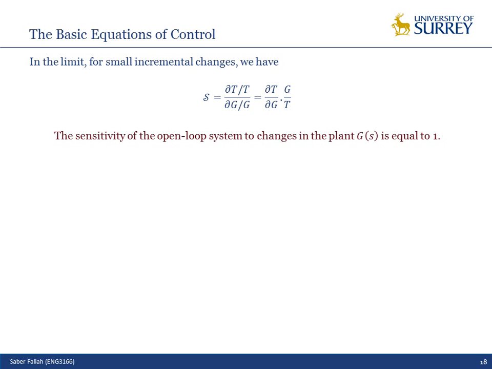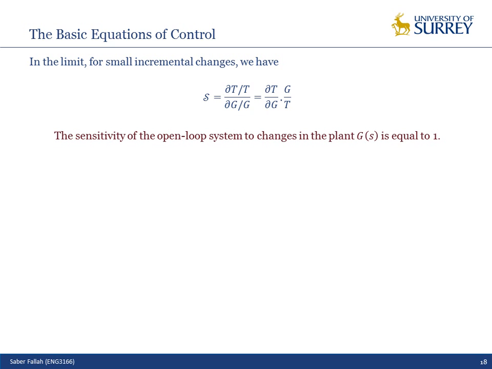So the sensitivity of the open loop system to changes in the plant G(s) is equal to 1. It means the open loop system cannot handle parameter changes at all. If something happens to the system, some parameter change, you will have a totally wrong response, or a very bad response, or 100% changes in the response. Can you prove it? You will learn.